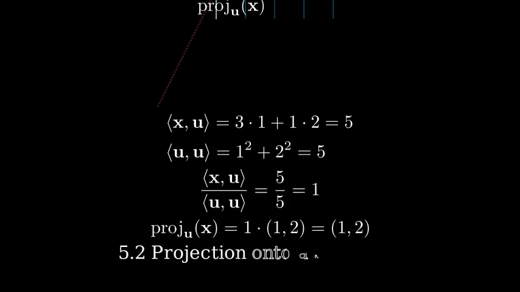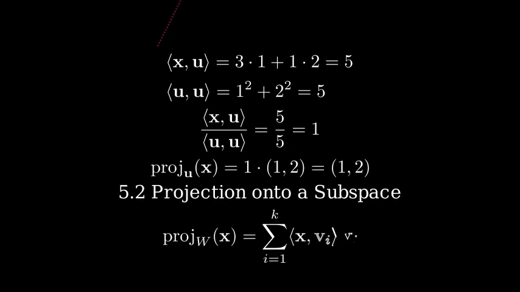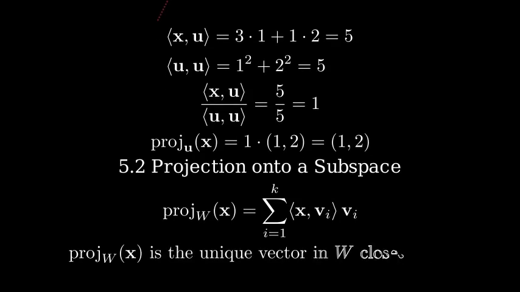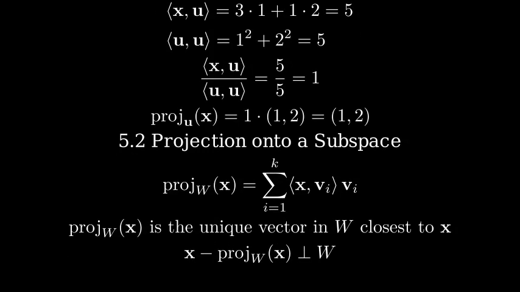Now, let's generalize to projections onto a subspace. If we have a subspace W with an orthonormal basis, the projection of a vector x onto W is the sum of the inner products of x with each basis vector times that basis vector. This projection has a key property. It gives us the unique vector in W that is closest to x. The error, which is x minus the projection, is orthogonal to every vector in the subspace W.